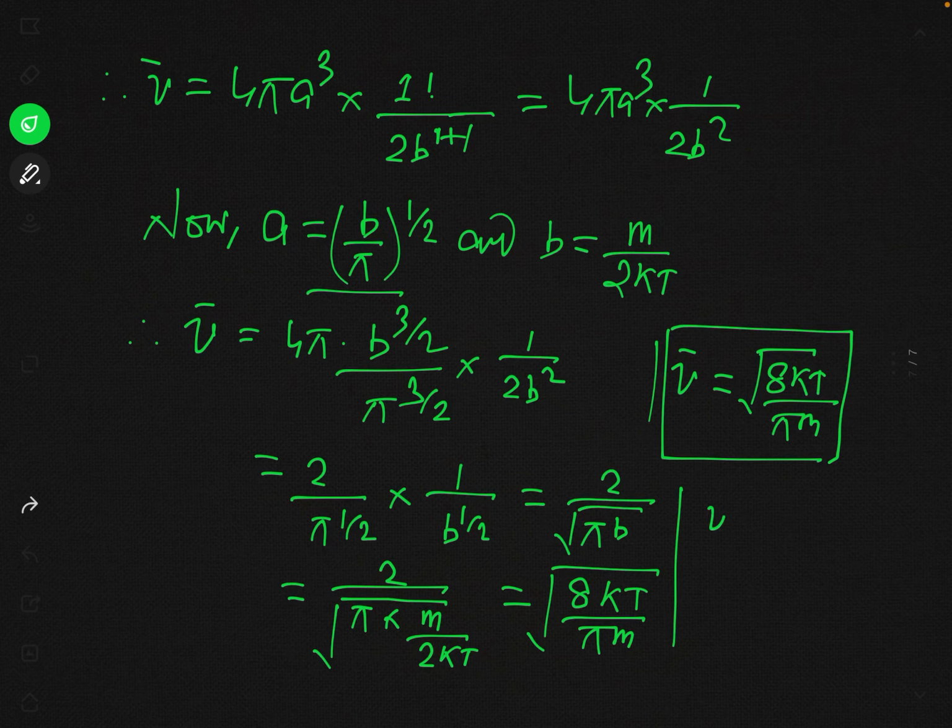Now again you can see that this V average is directly proportional to the square root of T. So if this T is equal to 0 K, that is temperature is absolute 0, then this V average is also 0. So at absolute 0 temperature, the average speed of molecules of a perfect gas is also 0. Now finally we have to obtain the expression for the most probable speed.